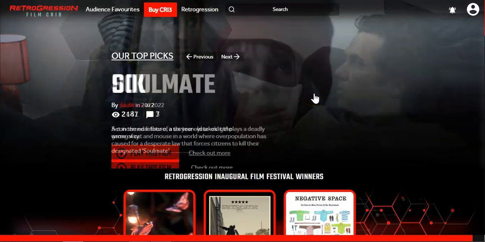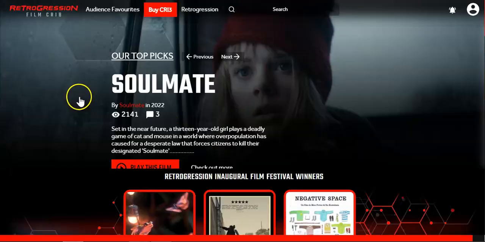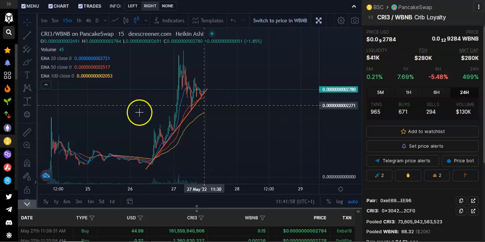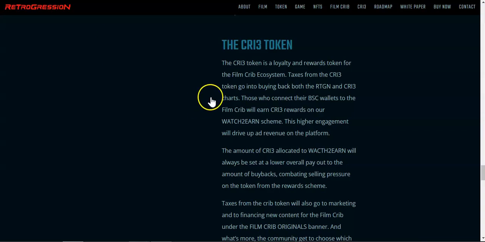The project looks decent. It has really good quality, and it's a very interesting project. Also a plus is that it's a low cap gem. The market cap at the moment is 280k, liquidity is 41k. I'm also going to cover the price chart in a minute. Let's go over to the white paper and see what this Crib token is all about.